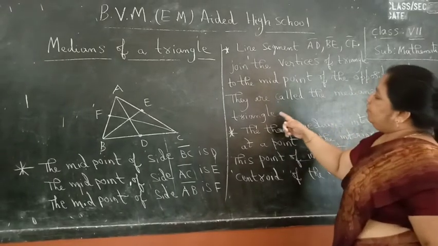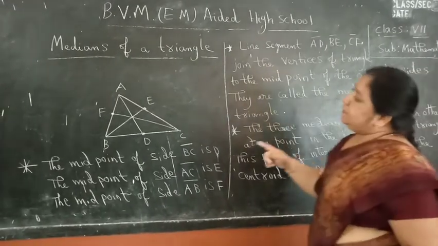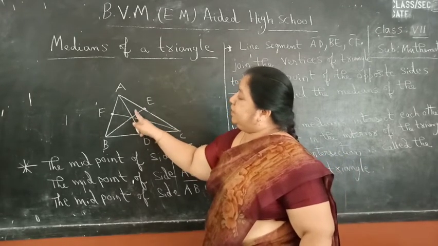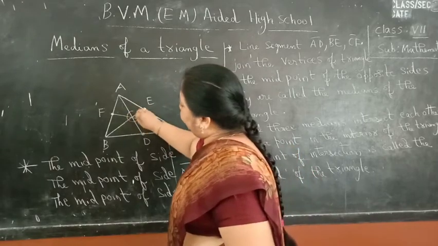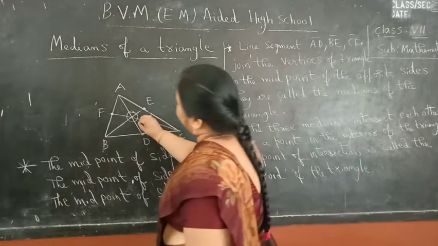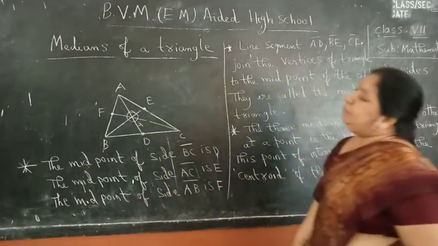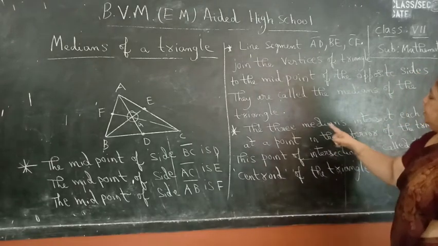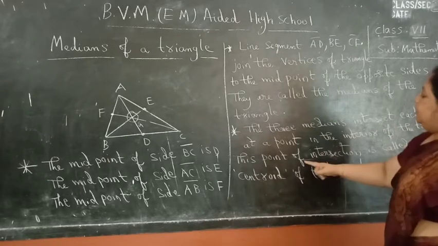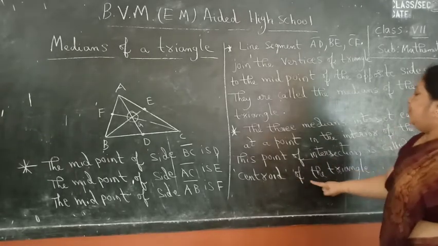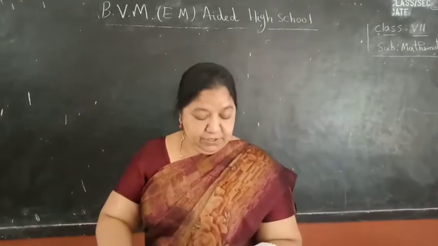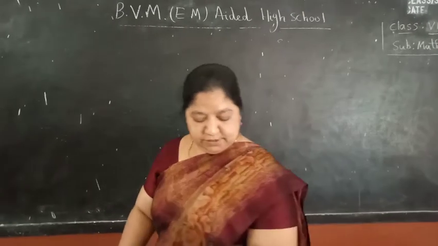Three medians are formed. These three medians intersect at a particular point in the interior of the triangle. This point is called the centroid of the triangle. Identify it as G. The three medians intersect each other at a point in the interior of the triangle. This point of intersection is called the centroid of the triangle. Midpoints and medians. To solve Exercise 3.